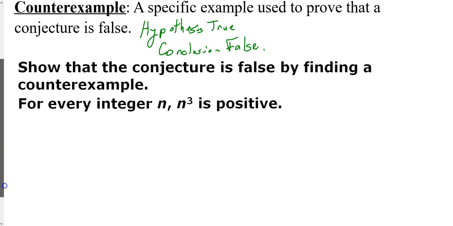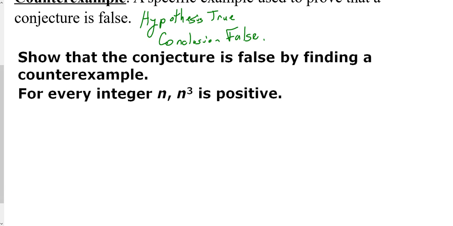Show that the conjecture is false by finding a counterexample. For every integer n, n to the third is positive. So we could also say, if n is an integer, then n to the third is positive. So first thing that we need to remember is what an integer is. Integers are 0, 1, 2, 3, on forever. So they're your non-decimals. But they also include the negatives, so -1, -2, -3, on forever.